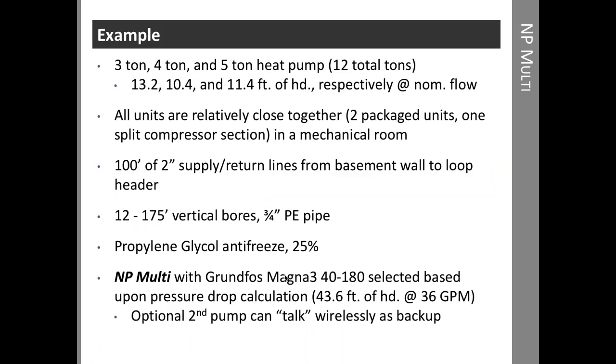I just put together a quick 3-circuit example so you can see some of the potential for savings here. This is a 12-ton application with a 3, 4, and 5-ton heat pump. And they're all in the same mechanical room, relatively close together. So we have 2 packaged units and 1 split. In the mechanical room, we have about 100 foot of supply and return lines and 12 vertical bores with propylene glycol antifreeze. So once we did the pressure drop, we selected an NP Multi with a Magna 340-180 based upon our pressure drop calculations. And as I mentioned earlier, we could add a second pump if we wanted to have redundancy. So that's our example.